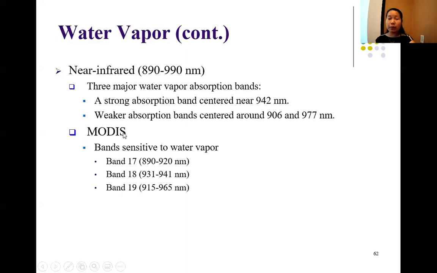MODIS's data set, for example, has some bands that are sensitive to water vapor, which is band 17, 890 to 920, so that is still within this range. Band 18 is 931 to 941, so it's close to this range. And band 19 is 915 to 965, so it's also close to this area. Typically they probably use that atmospheric window to pick these regions.